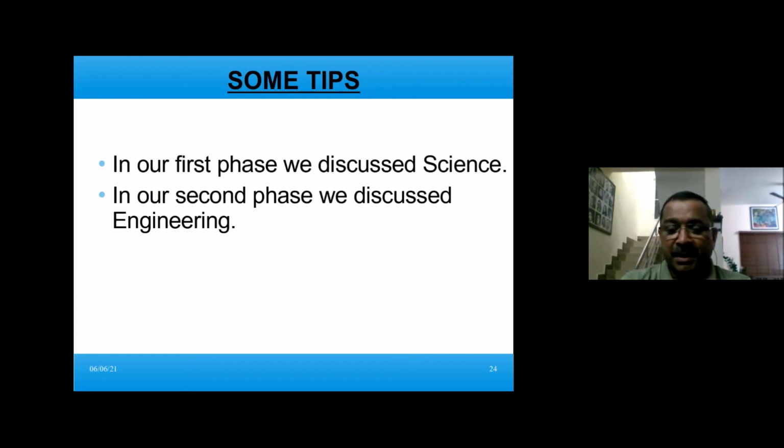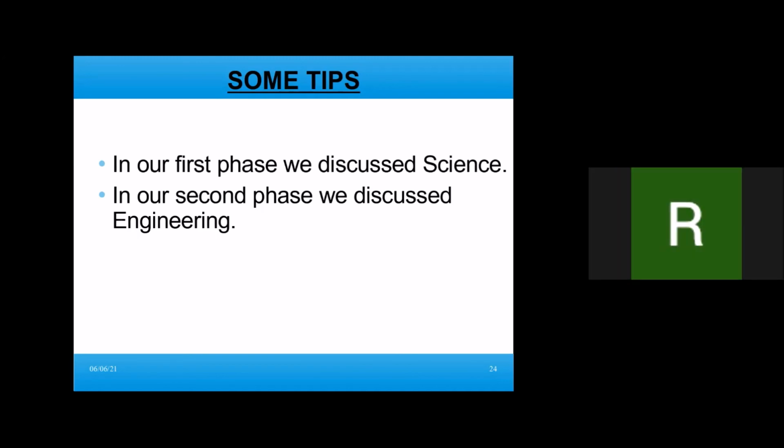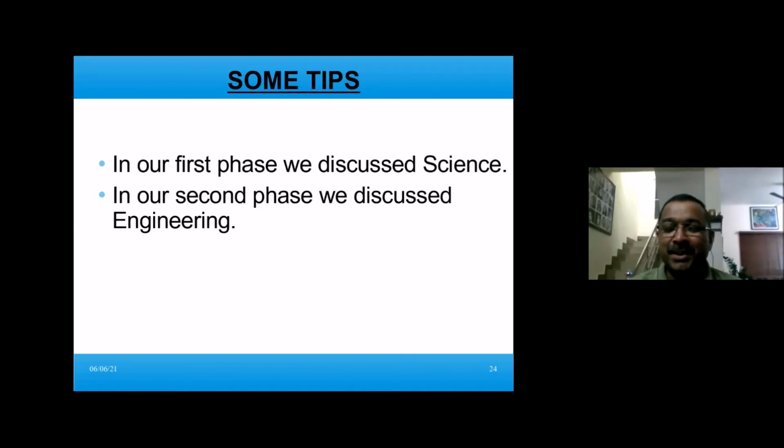So I think right now you can distinguish between science and engineering. And I will ask one more question. Whom do you admire most? A scientist or an engineer? Sir, engineer. Ritesh is saying that it is engineer. He will be respecting an engineer first.